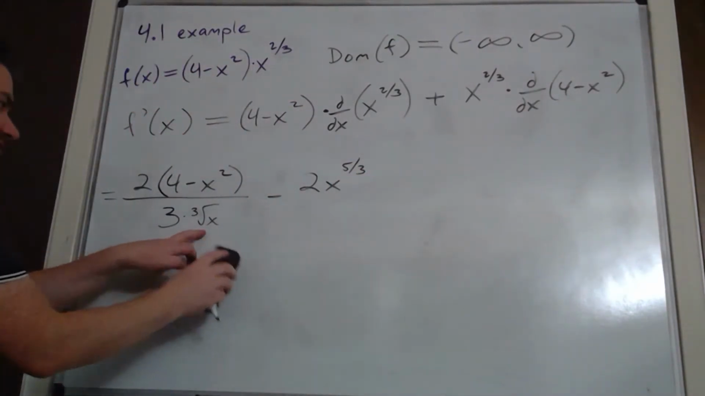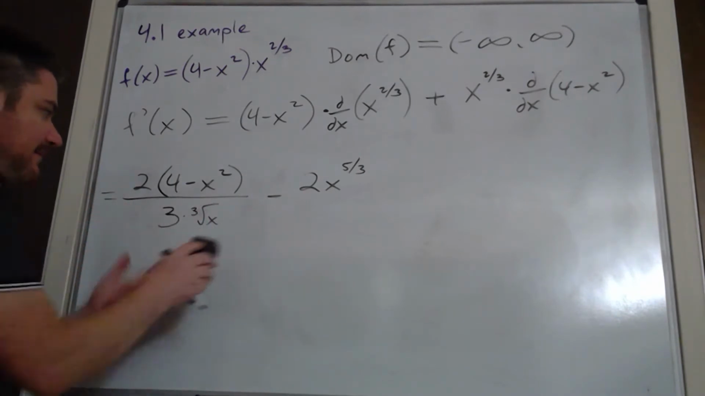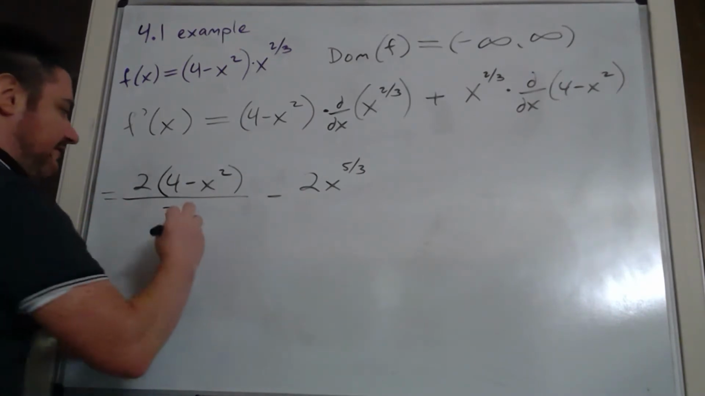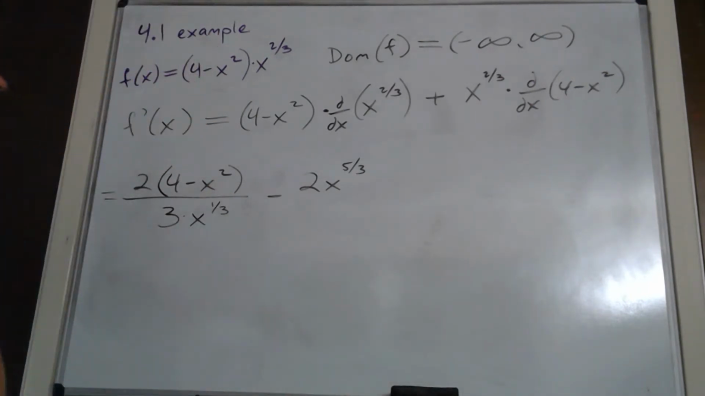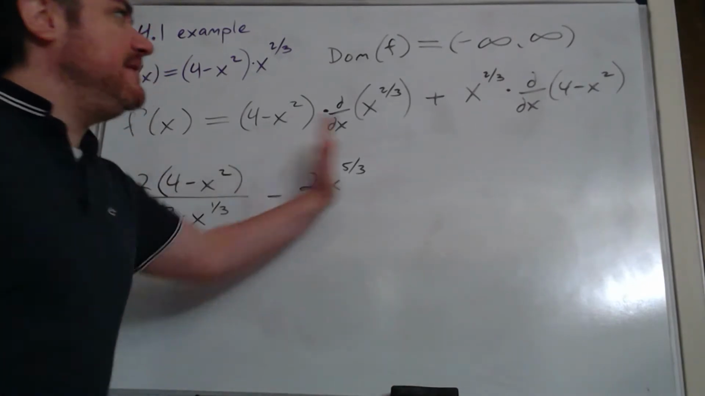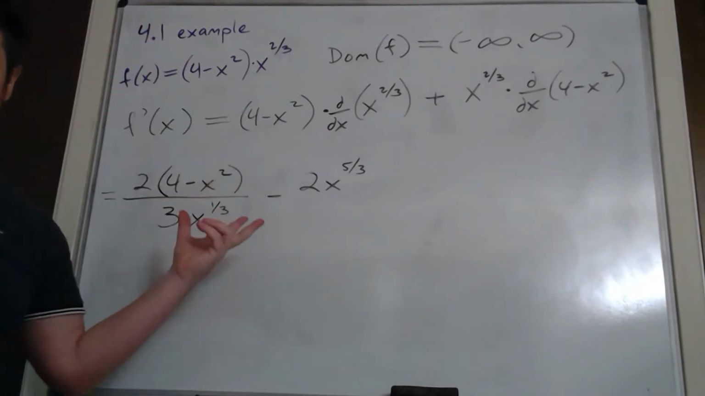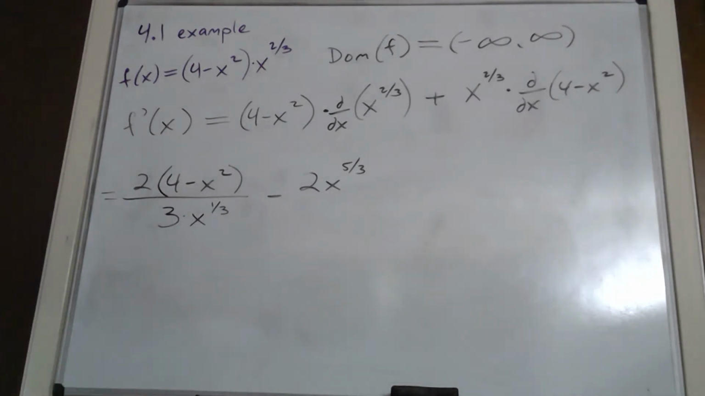Since I've got fraction powers, and I'm probably going to want to get a common denominator here, let me revert back to the fraction power here, x to the 1/3, and that will help us get our common denominator. So what we've just done here is take the derivative. We had to use the product rule. I still want to clean it up a little bit further.